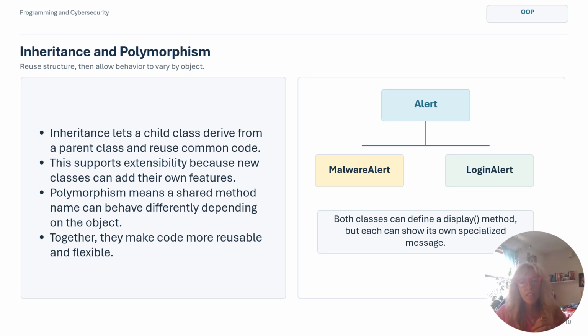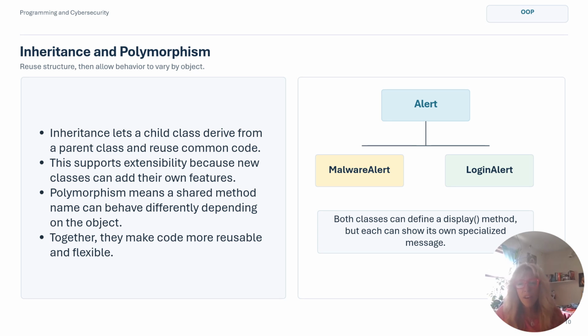Then each child class can add its own special features. So inheritance supports reuse, but it also supports extension. Polymorphism is the idea that the same method name can behave differently depending on the object. So in the example here, both malware alert and login alert could have a method called display. Even though the method name is the same, each class can show a different kind of message or output.